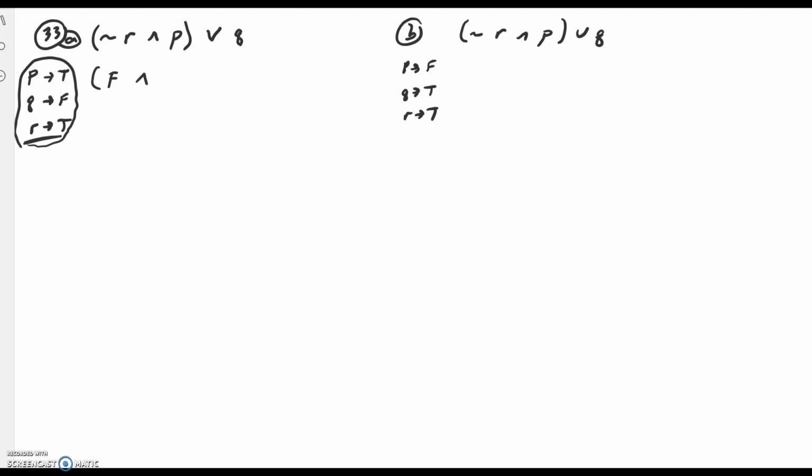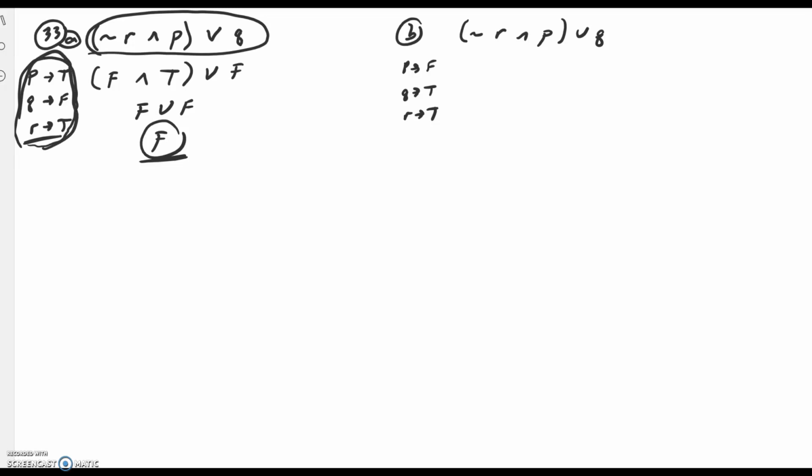And P is true, or Q is false. So false and true. If you have an and statement of two simple statements and one is false and one is true, the and is going to be false because the only way an and statement can be true is if both parts are true. So we have false or false, and that is the only way an or statement can be false. And so down at the bottom of this compound statement is the fact that it's a false statement given these conditions. Part B is the same kind of problem, but we have different initial conditions of our simple statements.